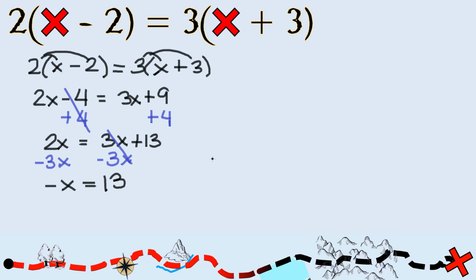But this is not yet the final result for the unknown. Since we would like x, not negative x, we will divide this by negative 1. So that would become 1x or simply x. And doing the same thing on the other side as well, or multiply both sides by a negative 1. Either way, the result for our unknown is equal to negative 13.